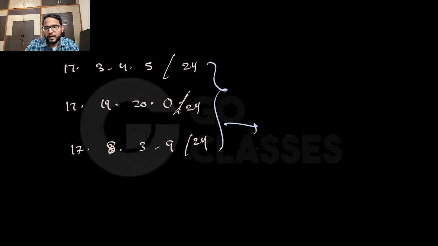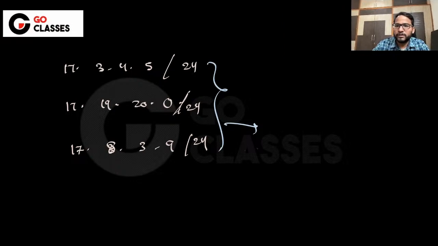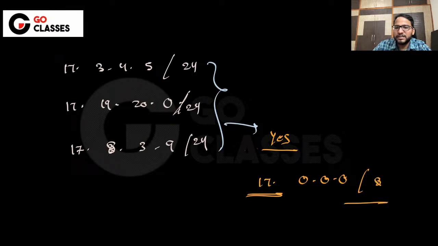See, they are not even matching, right? This is 3.4, this is 19.20, this is 8.3. So they are not even matching. But can you combine? That is my question. Let me know, what do you think? The answer is yes. You can actually combine anything. There's not any restriction to combination. What is the final entry? You will be writing anything that starts with 17, /8. There is no restriction to combination.